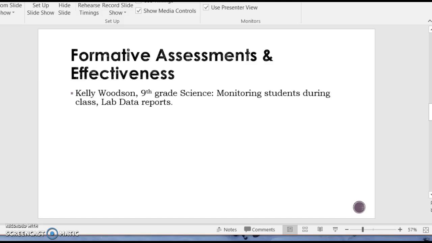formative assessments are important during use of a unit plan for a couple of reasons. One, it allows the teacher to know if the students are staying on task and if they're learning, but it also gives the teacher a chance to revise her lesson on the fly if she needs to, or do some revisions on future lessons. Kelly Woodson monitors her students during class by walking around and observing students performing their experiments, asking them questions about what they're doing, and that gives her an idea of how they're doing during the actual lab experiment.